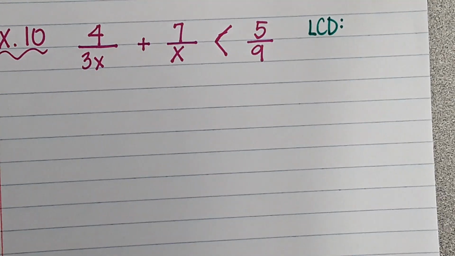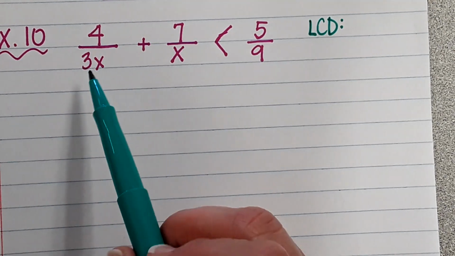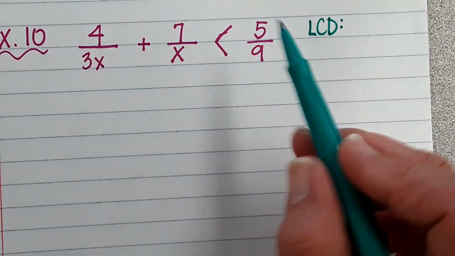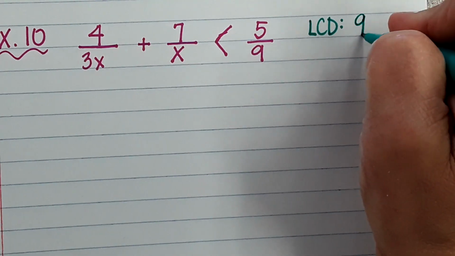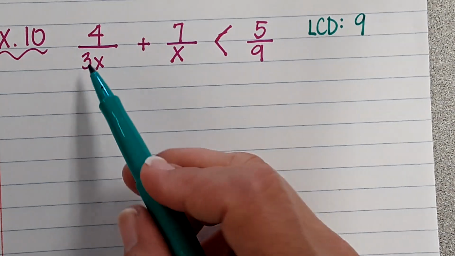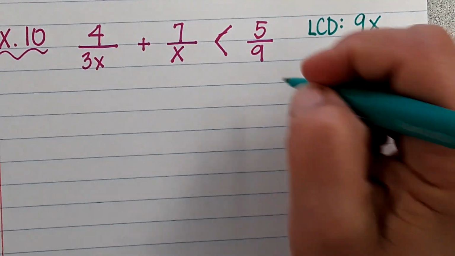Now, anytime you go to find the LCD, you look at the smaller number and ask yourself, does the 3 go into the larger number, which is 9, evenly? Then that means 9 is the number we're going to use. We don't have to multiply like in the last example, because 3 goes into 9 evenly. And then we have an x, so that is our LCD.